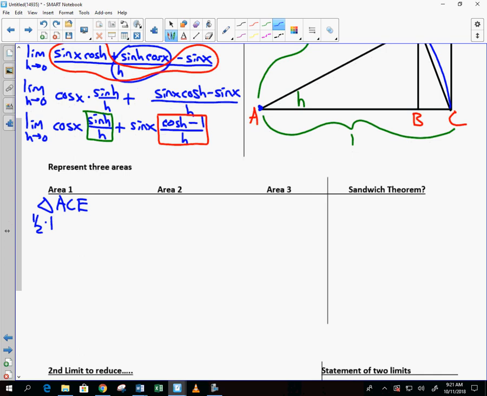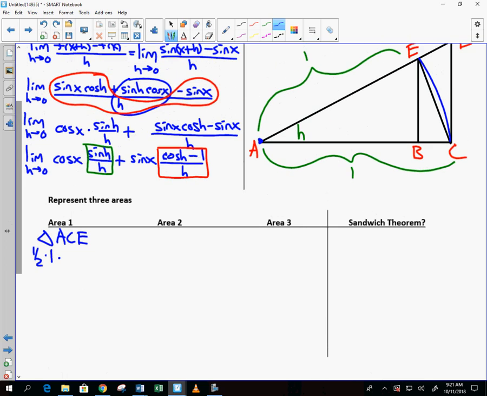1 times the height. Now, in order to determine the height, I'm going to look at segment BE. Would everybody agree that that's the height of ACE? Okay, well, it's hard to do that, but if I recognize that the angle is H, I can come up with this opposite side right over here.